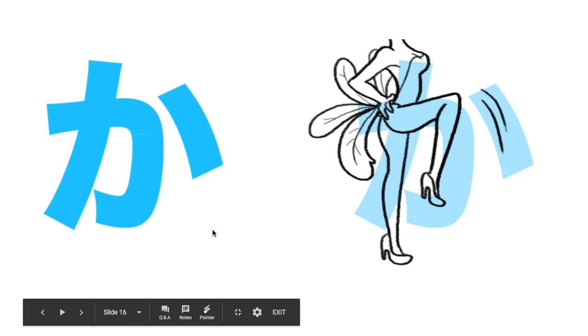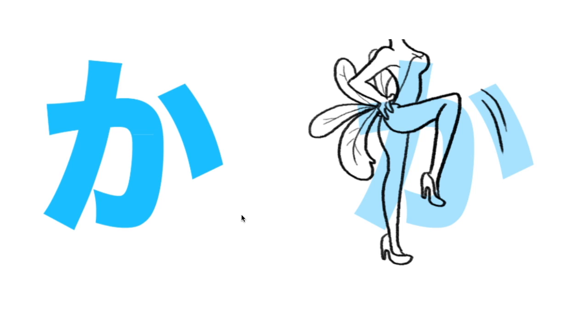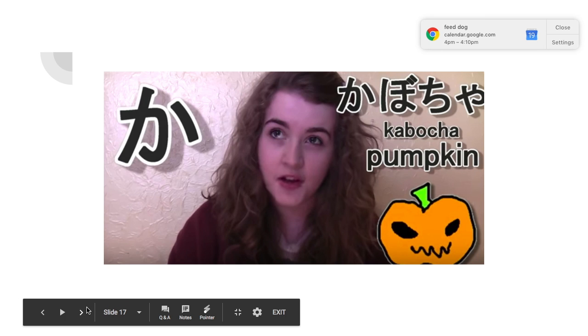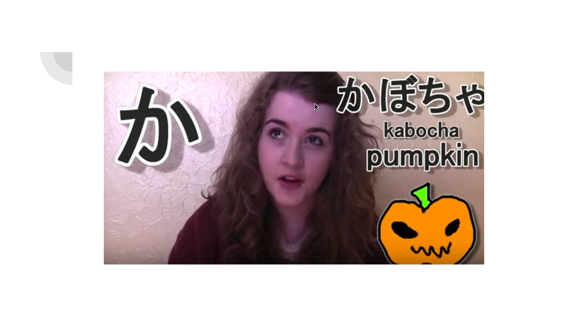Ka. I believe there's a type of dancing called cabaret, which I think is why this has the dancer. I think it's trying to make you think of cabaret dancing. And the vocab she gives you is kabocha, which is pumpkin. The hiragana we're learning in this is ka.